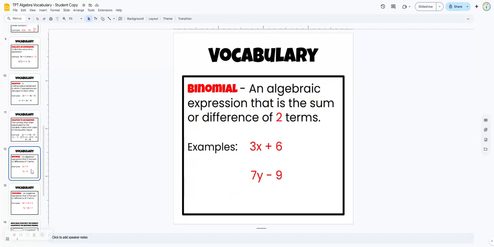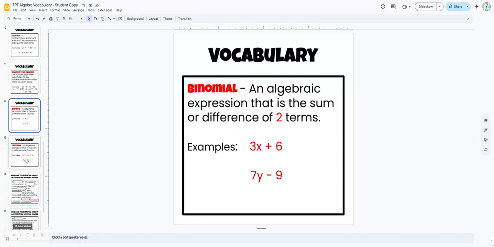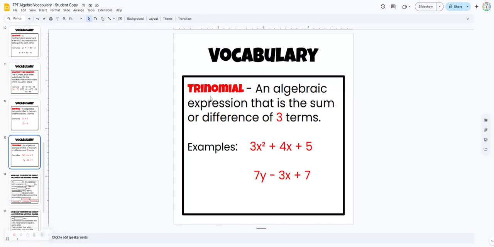Then we have a binomial. That's an algebraic expression that is the sum or the difference of two terms. A trinomial, well, tri means 3, so that would be the sum or the difference of 3 terms.